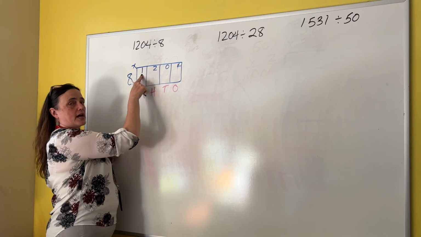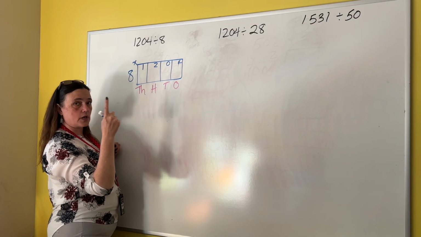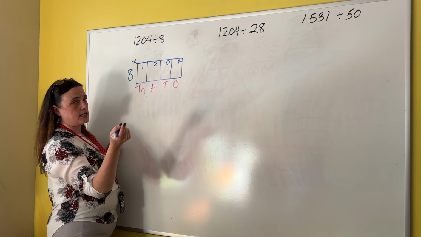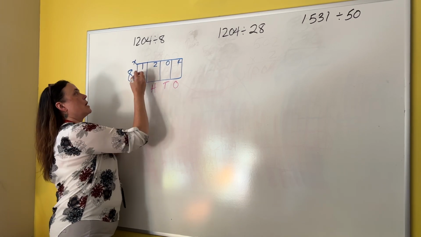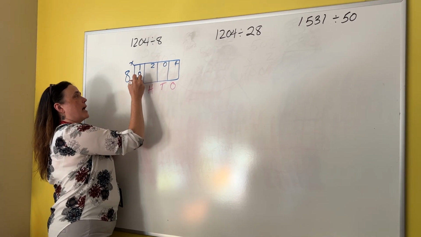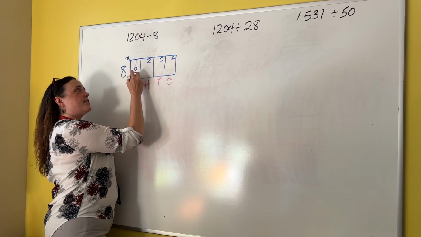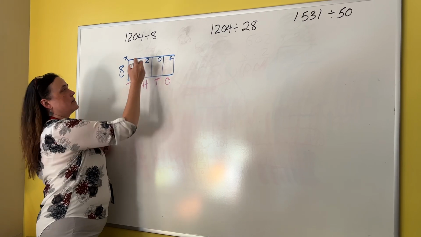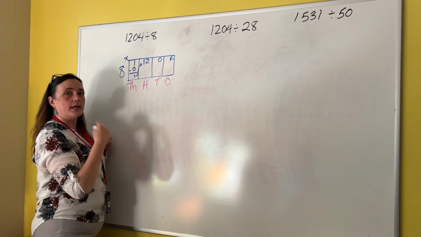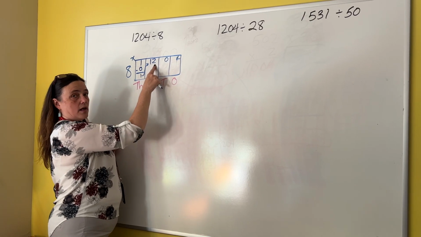I have 1 in the thousands place. If I have 1 cookie or a $1,000 bill, I am not cutting that into 8 pieces. That would be a waste. So there are no groups of 8 there. So I'm going to have a 0, and I have 1 left in the thousands place I haven't used. When I take that into the hundreds place, it becomes 10, right? 10 hundreds is 1,000. Okay, so there's my 12.